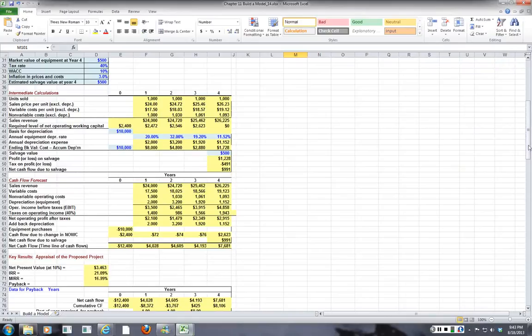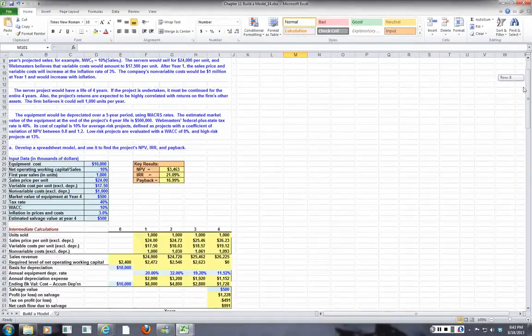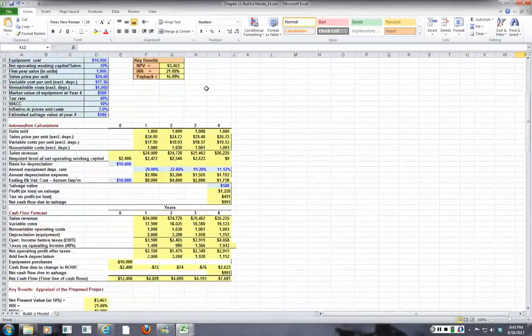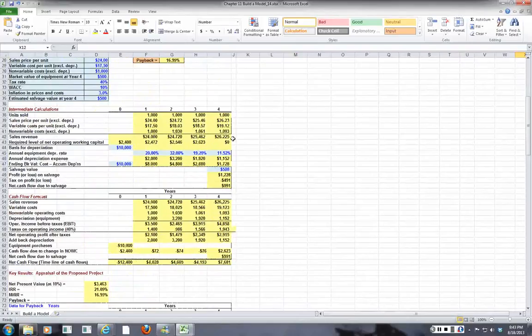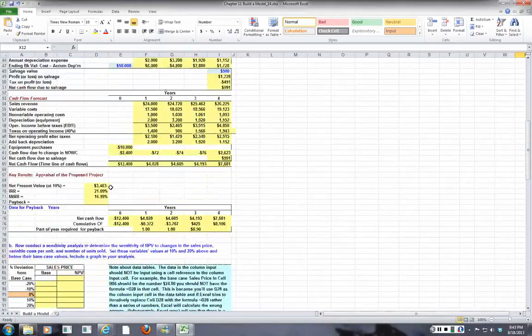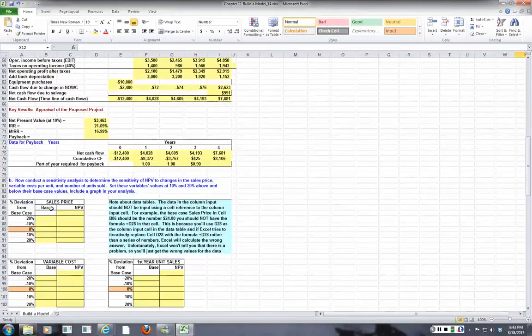And at our last class, at the end of the class, you remember we did this chapter 11, problem number 18, which is our build a model, and we came up with the net present value of $3,463. We went through this calculation of coming up with the sales revenue and the net operating profit after taxes, coming up with the net present value of $3,463 and 21.9% for the internal rate of return. And then we ended the class talking about deviations from the base.